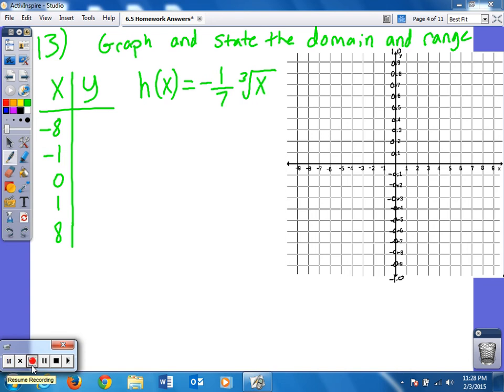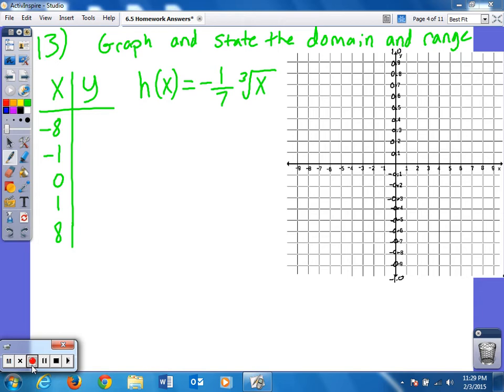I've picked some nice x values here, x values that we can take the cube root of. That's going to get a little bit messier with the -1/7 there. That's not going to divide nicely with any of the numbers that come out of the cube root, but that's okay. We can just round off the decimal and use those rounded answers. So let's plug in -8.